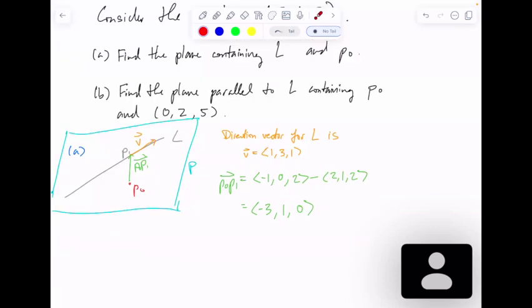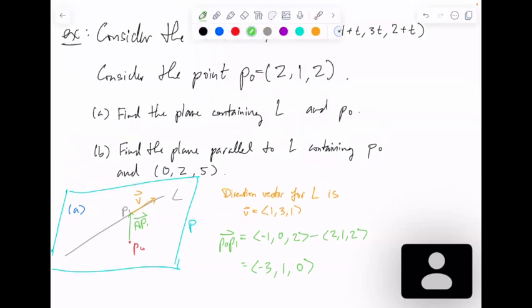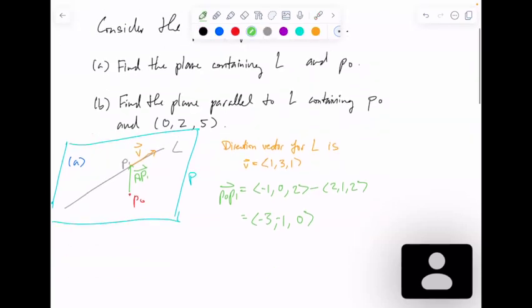Because I screwed up. That's the answer. Thanks for the correction. This should be minus 1. Okay, hopefully these are now right.